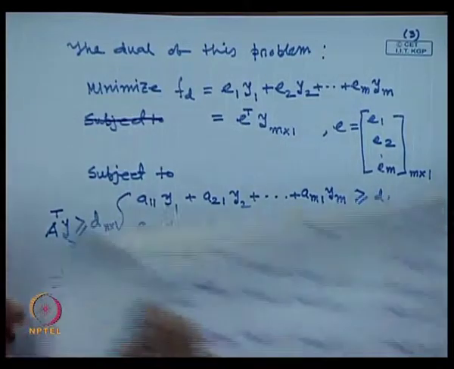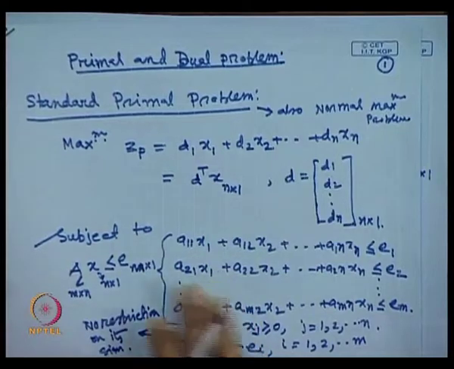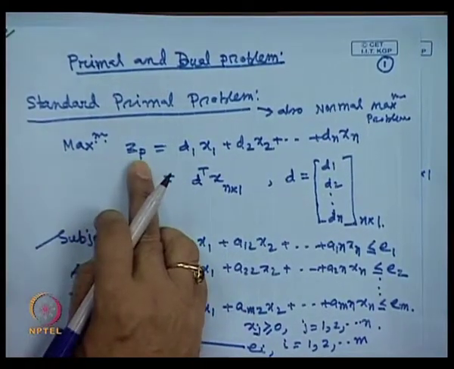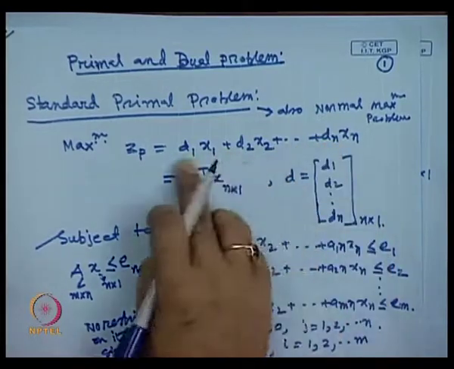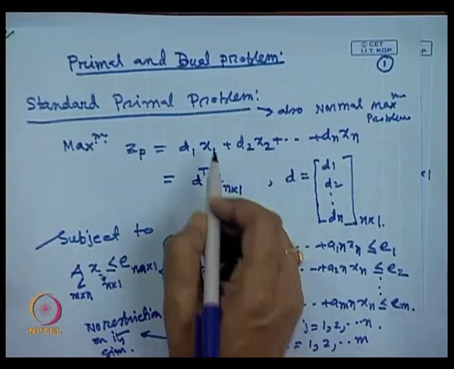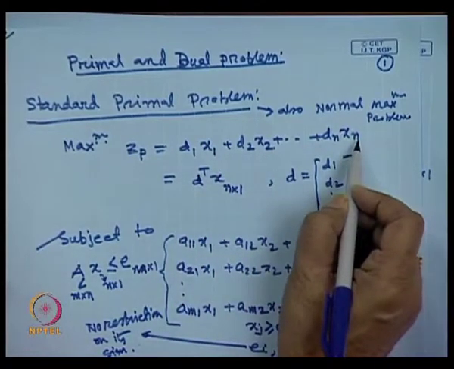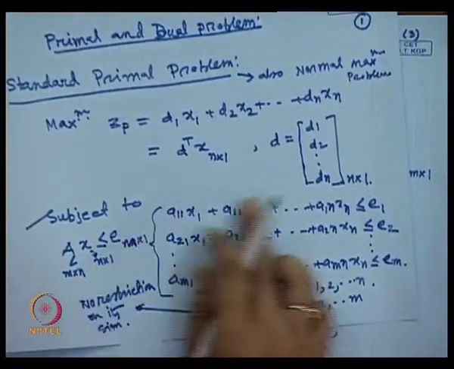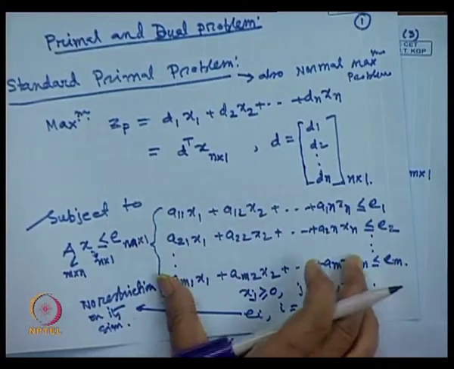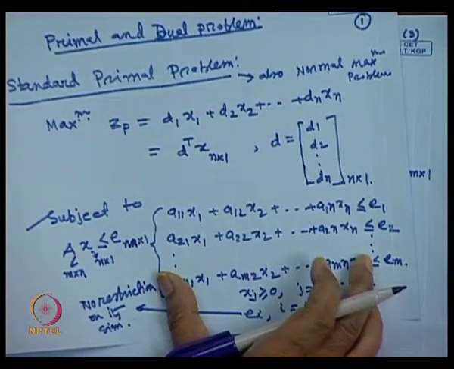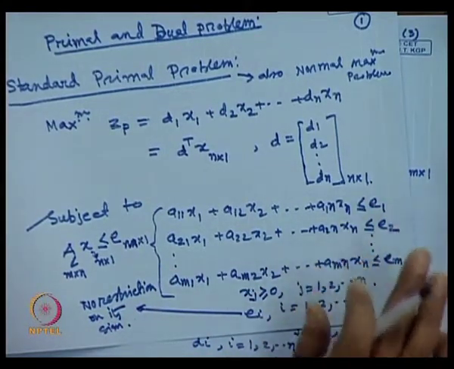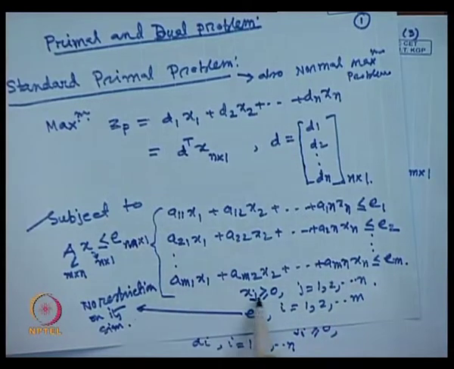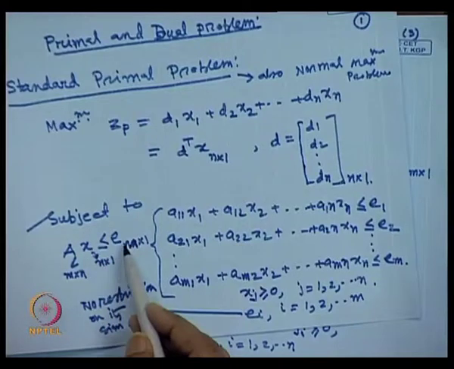Now, in short, what is the standard primal problem? The structure is like this: maximize Z, where D1, D2, D3 are the coefficients associated in the objective function, and x1, x2, up to xn are the design variables. You convert it into this type of inequality form, and E1, E2, Em have no restriction on sign, but these design variables are all greater than or equal to 0. In turn, I can write it in matrix vector form.